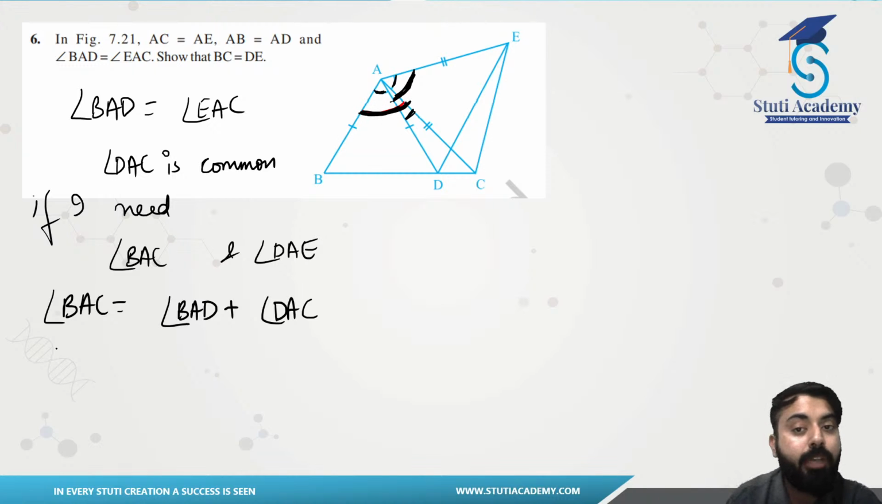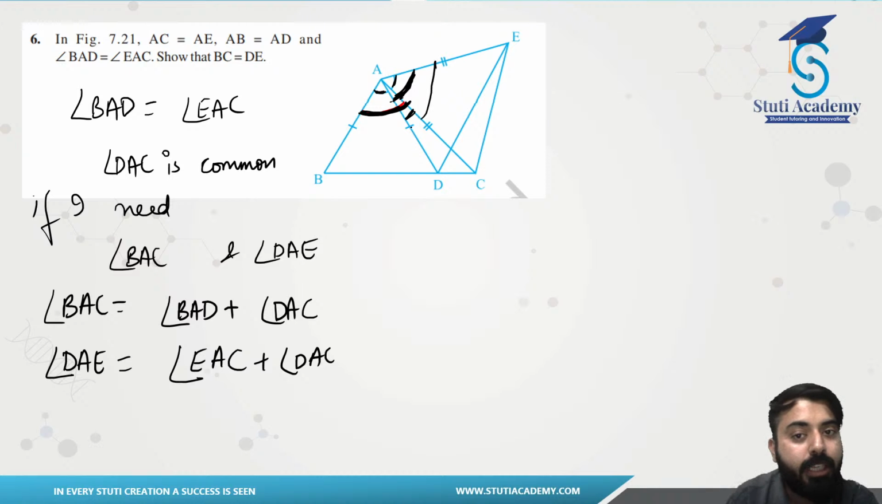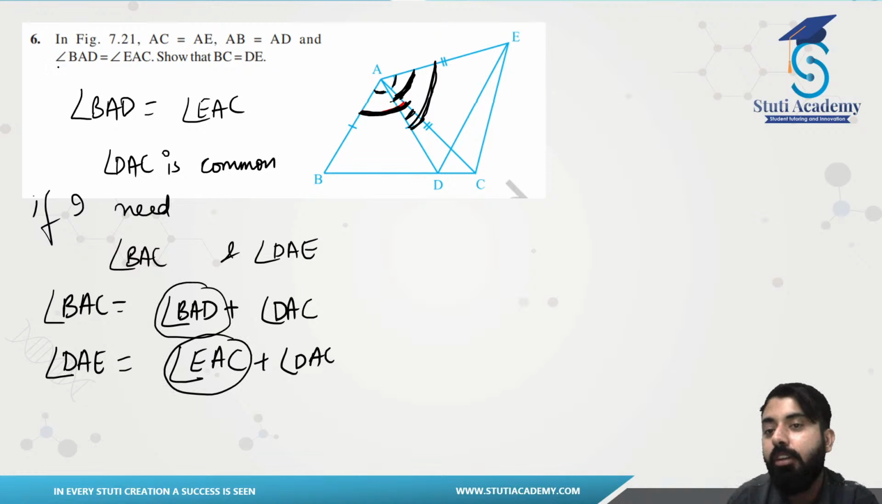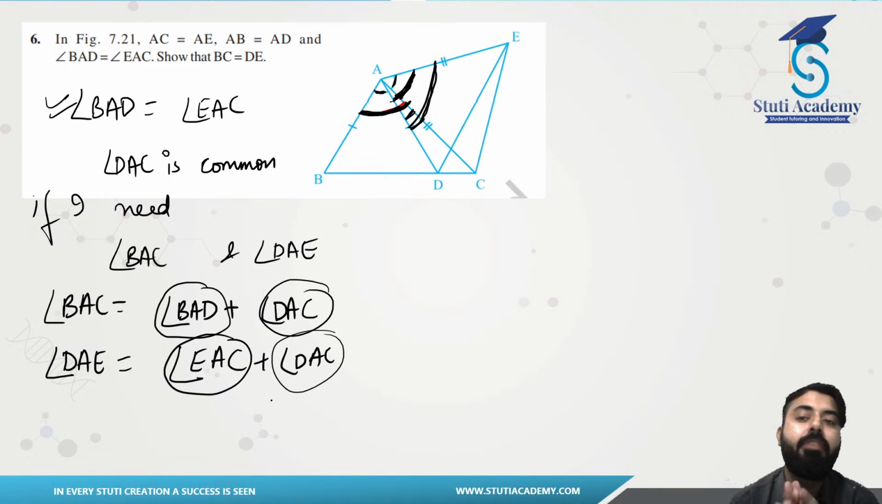And in order to have angle DAE, I need to have this angle EAC, which is this, plus angle DAC, which is this. See, adding this angle, adding this, I will be getting this complete. So guys, see, I know these two angles, BAD and EAC, they are already equal. And we are adding equality to equality. So, will the answer be different?